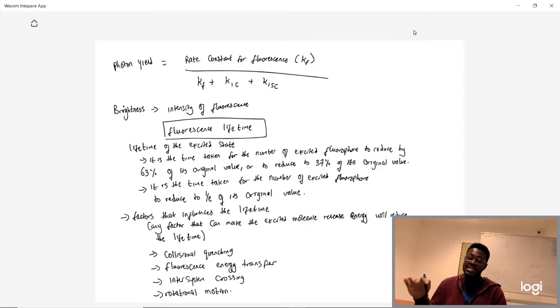Okay, let's start with the easiest, because that is how I like life to be: easy. Rotational motion. How does rotational motion affect the lifetime? Think about it. Rotational motion of the fluorophore. How does it affect the lifetime?